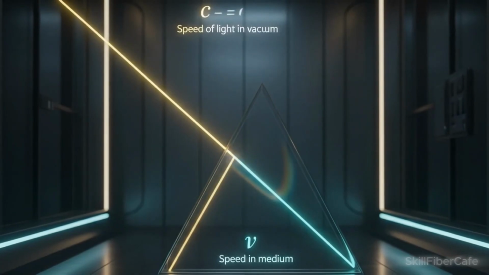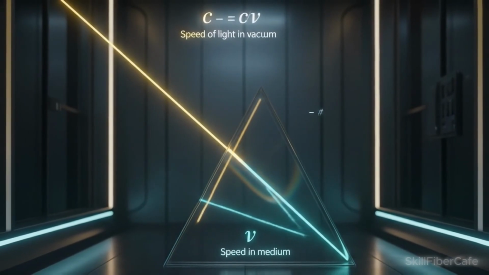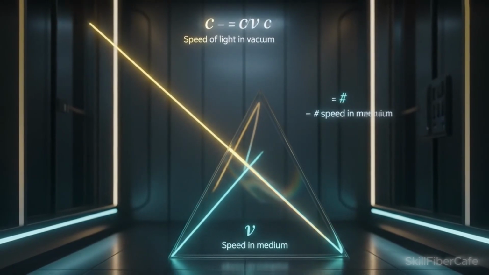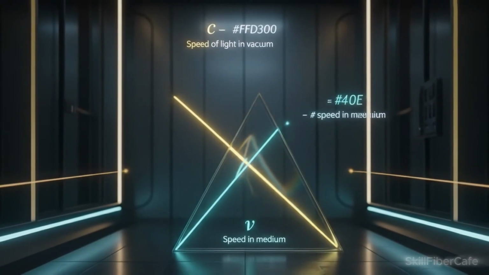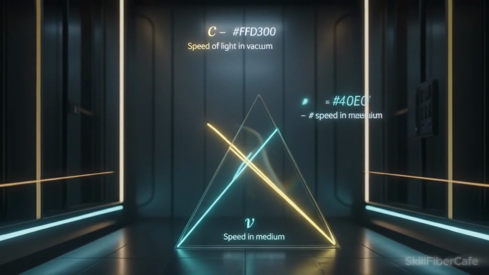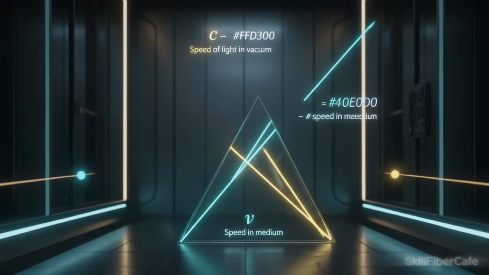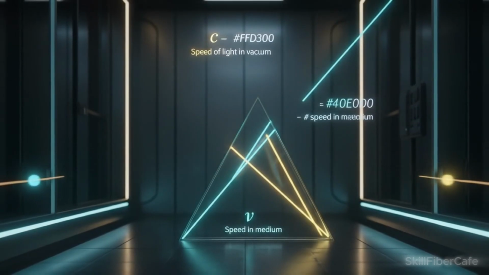We quantify this change using the refractive index, or n. It is the ratio of light speed in a vacuum, c, to its speed in the medium, v: n equals c over v. For any material, n is always greater than 1. A higher n means the material slows light down more. This constant index allows engineers to precisely predict and control light behavior in any optical system.